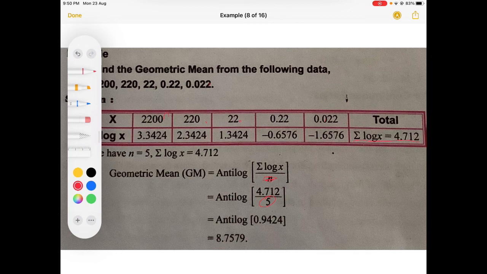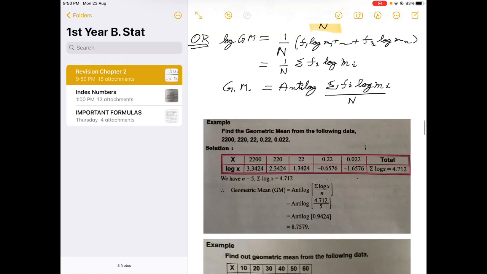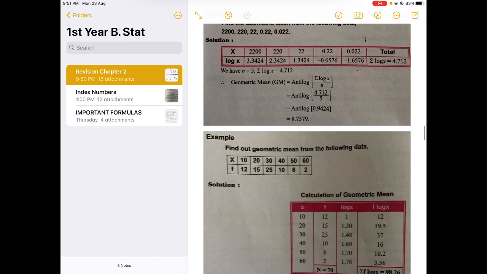Once we find this value, which is equal to 0.9424, we take the anti-log value, which gives us the geometric mean of 7579. Now this is the simple way in which we calculate for the individual series. Now what about the discrete series? Let's look at a discrete series problem.